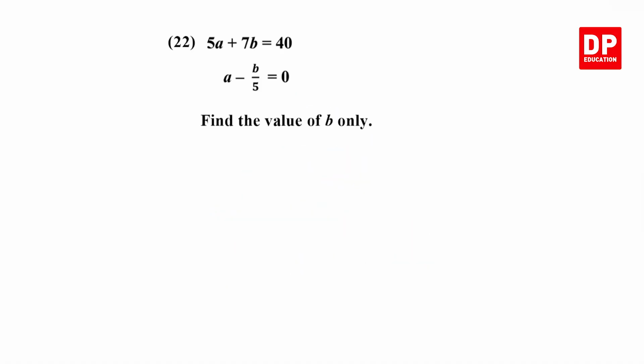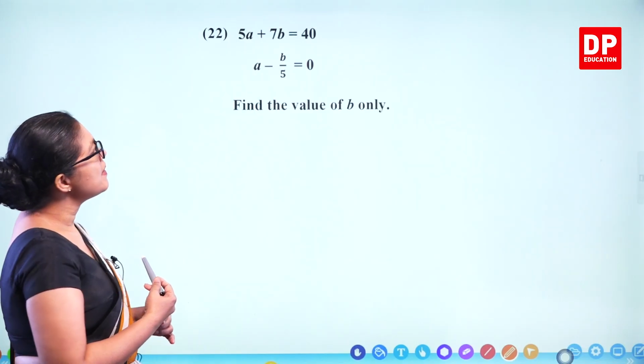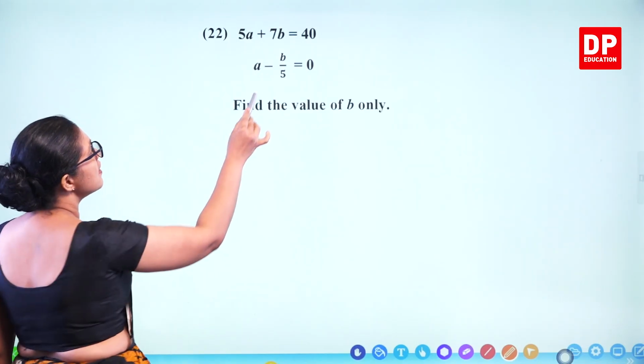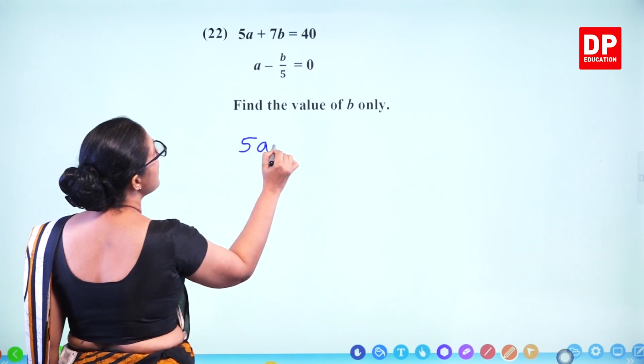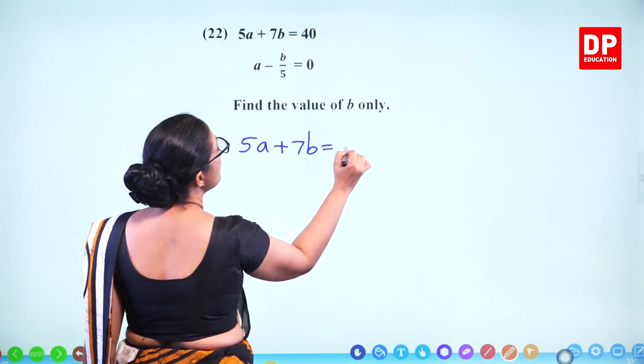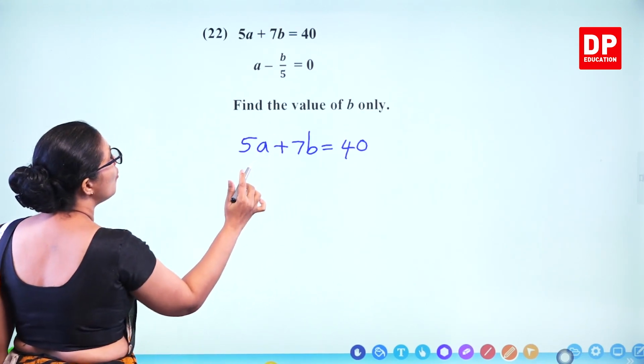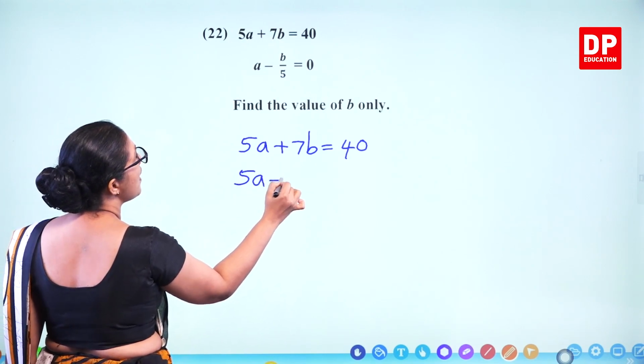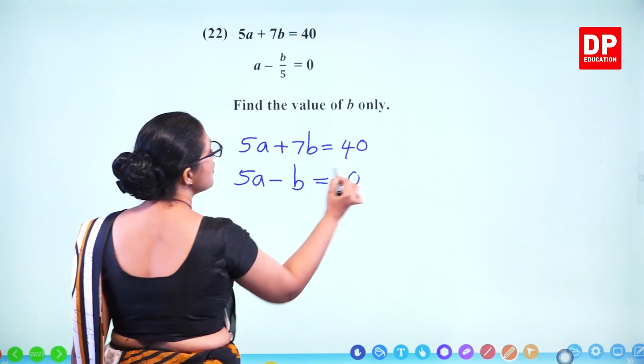Question number 22. 5a plus 7b is 40. a minus b over 5 is 0. Find the value of b. That means you have to get rid of this denominator. We'll multiply the second equation by 5, whole thing by 5. 5a minus b equals 5 times 0, which is 0.